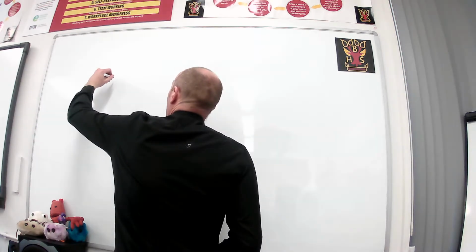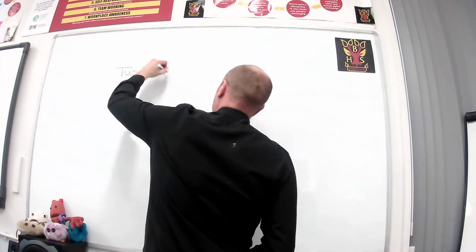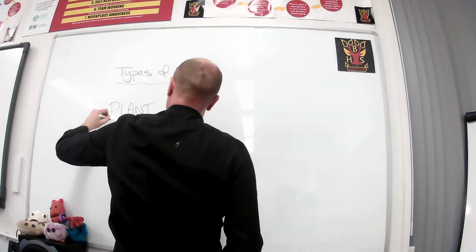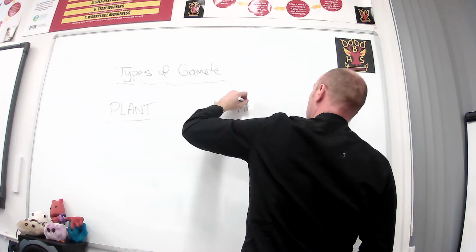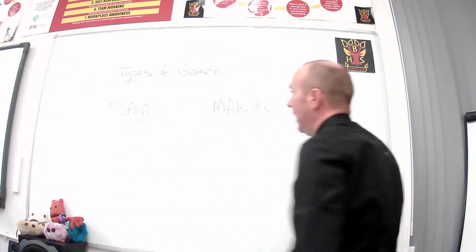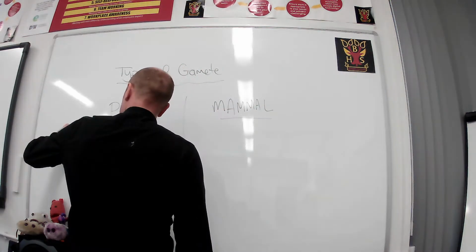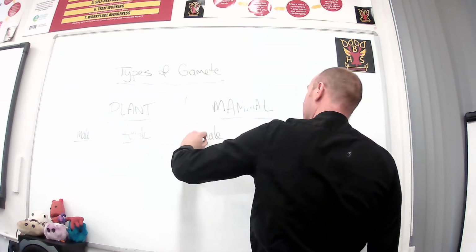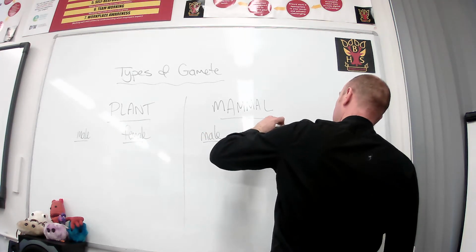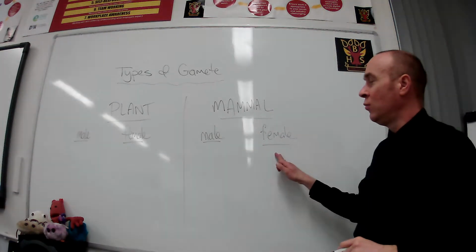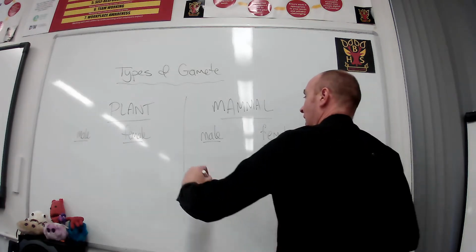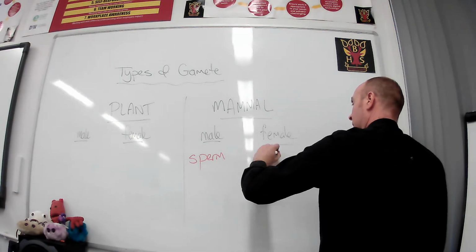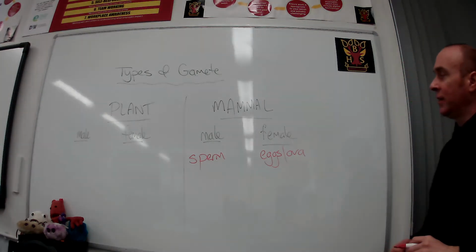So, types of gamete is the next thing to think about. In a plant and in an animal, or we'll go with mammal, of course we are mammals, there's a male gamete and there's a female gamete in both plants and in mammals. Now you probably would be able to tell me, and it's already been mentioned, that sperm are the male gametes, eggs or ova, as they're sometimes called, are the female gametes.